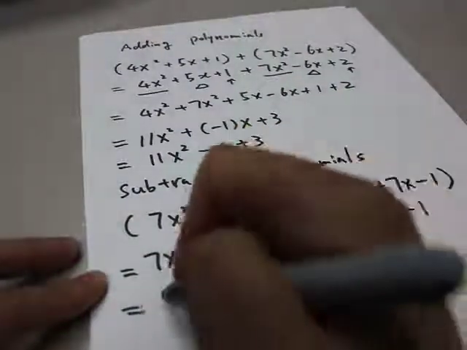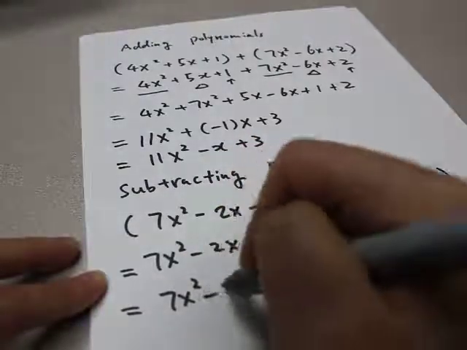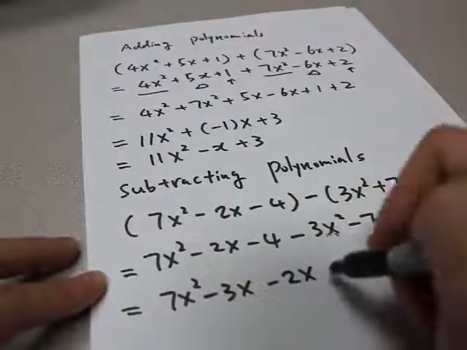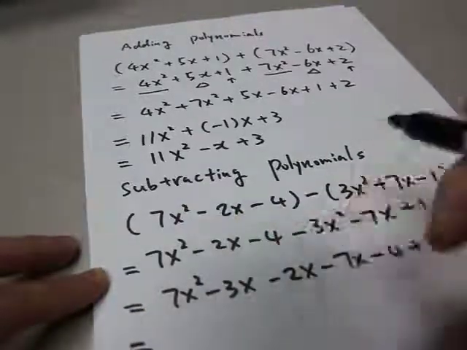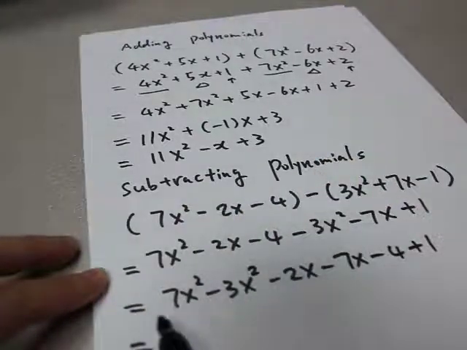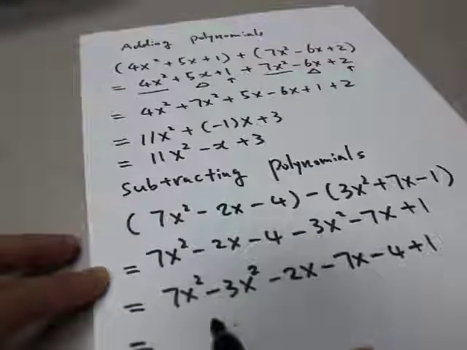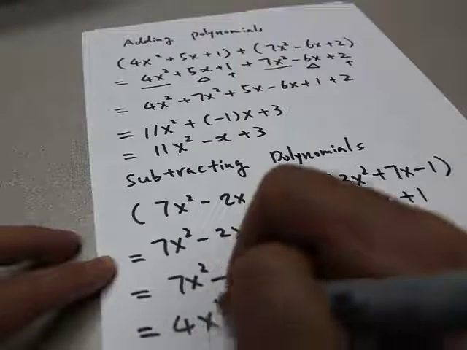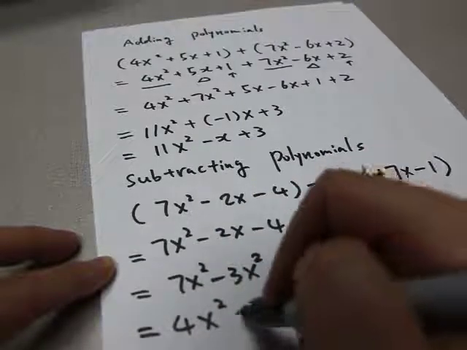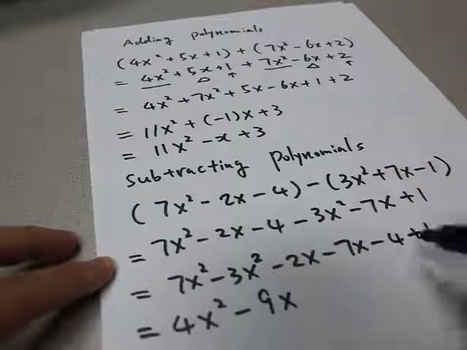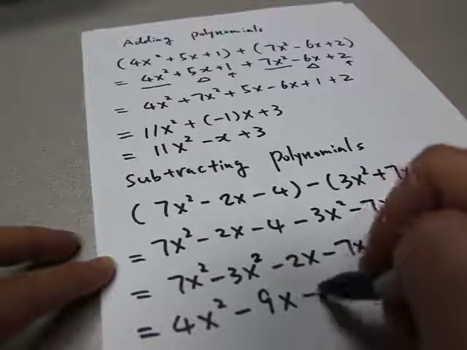So we combine the like terms. So we have 7x squared minus 3x squared. I have 4x squared, minus 2x minus 7x, so this is minus 9x, and minus 4 plus 1, this is minus 3.